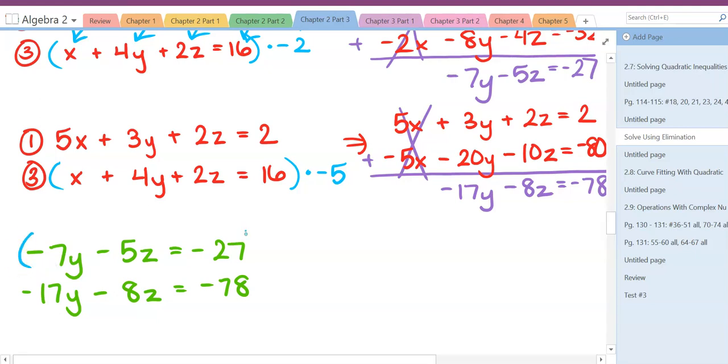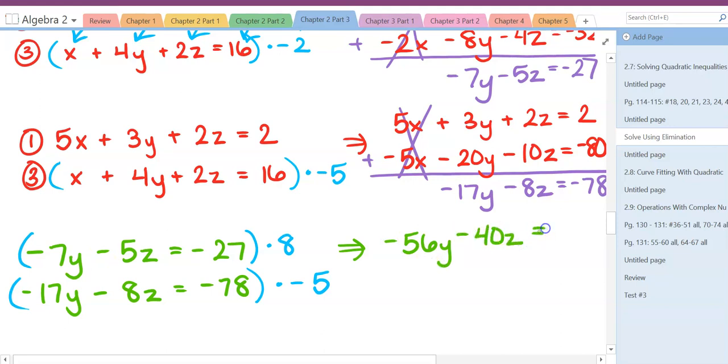So it doesn't matter which one you do. I'm going to take the top one times positive 8. I'm going to take the bottom one times negative 5. So this is what you guys were doing yesterday. So the top times 8, again, you have to do it to every single one. You're going to just be working with some larger numbers here, but don't let that scare you. So negative 7y times 8 is negative 56y. And then we have negative 40z equals negative 27 times 8 is negative 216.